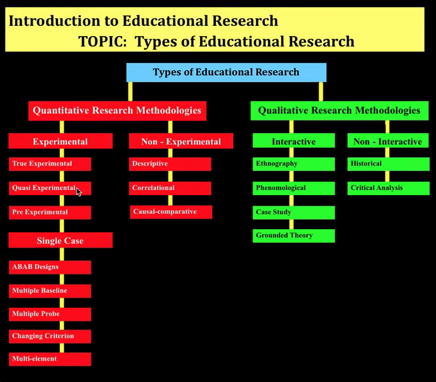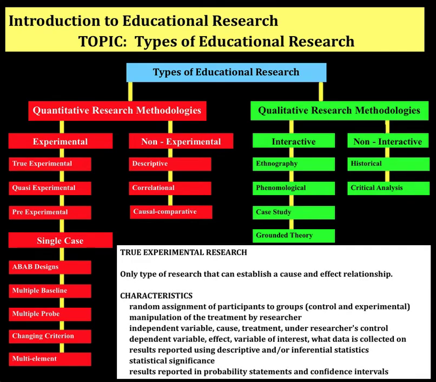Now, there will be videos on all of these, so don't worry about memorizing them now. Just get a general sense. And then we have non-experimental, and we have descriptive, correlational, and causal comparative. So all of these are considered quantitative research methodologies. So let's take a look at experimental. Now, true experimental research is the only type of research that can establish a cause and effect relationship.